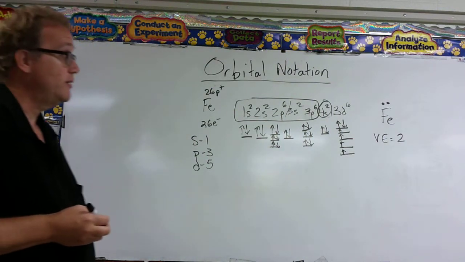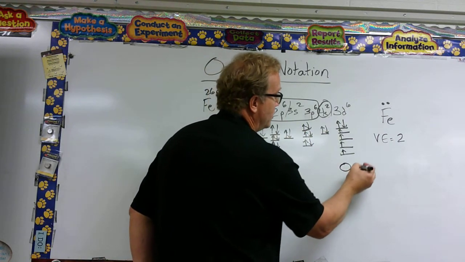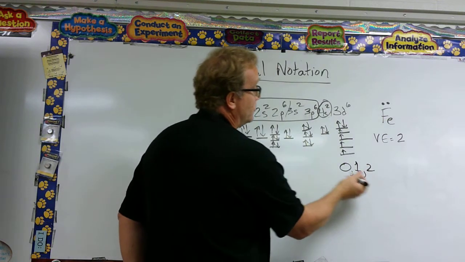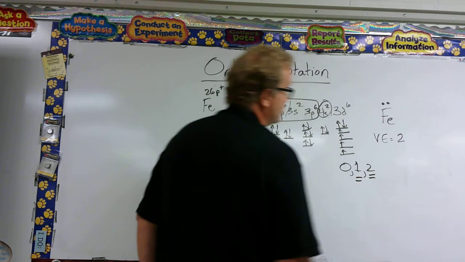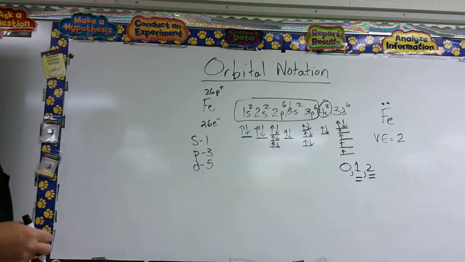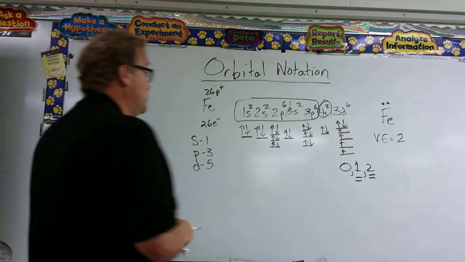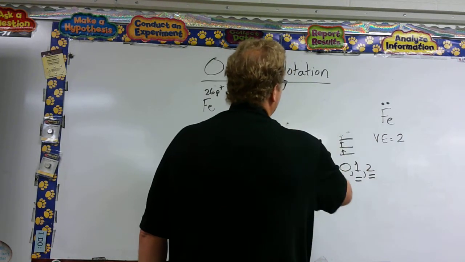So remember when I said orbitals could hold 0, 1, or 2 electrons. These are showing my 2 electrons. These are showing my 1 electron. Hopefully, you kind of are getting the hint on what I'm doing. Let's go ahead and do another one.